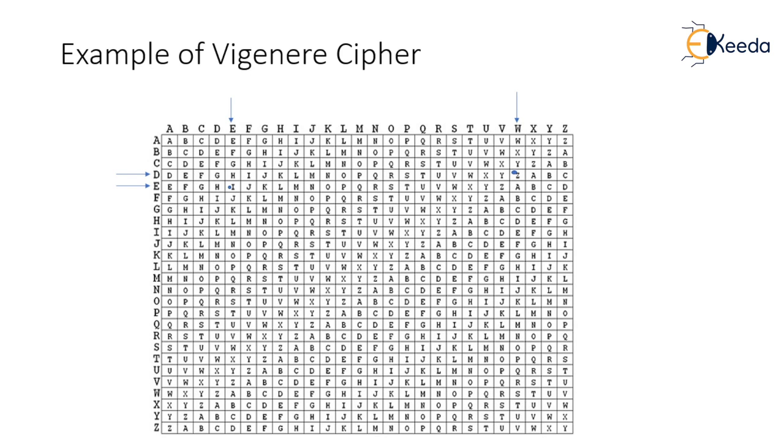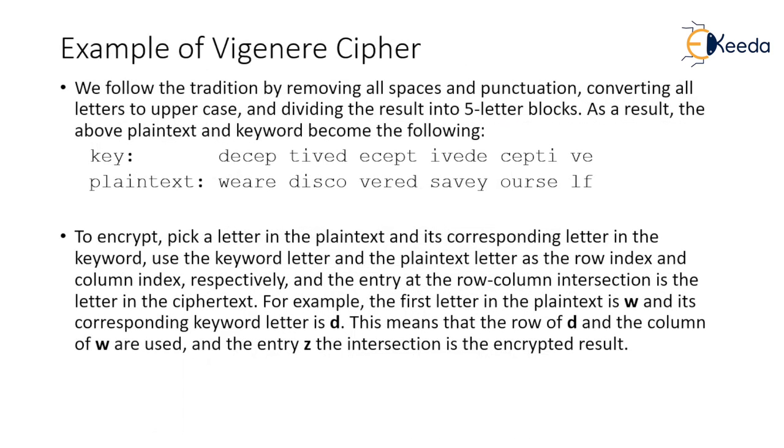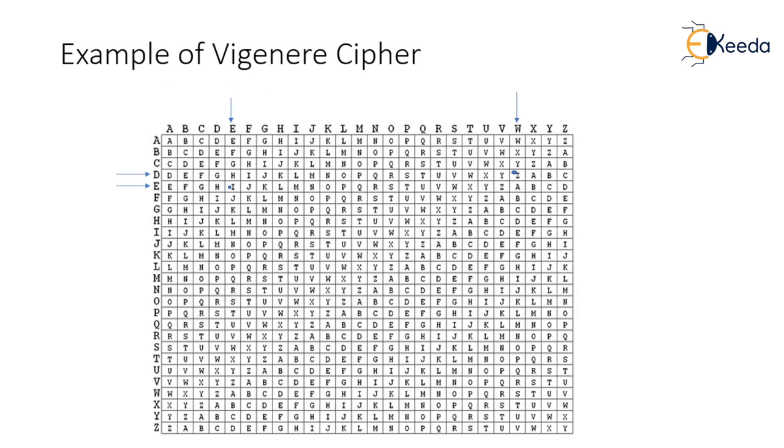Again, if we consider the next letter, the next letter in the keyword is E, and the plain text next letter is also E. So how will we do this? The row letter is E, the column letter is also E, and the intersecting alphabet which we get is I. So the ciphertext for this combination we get as I.